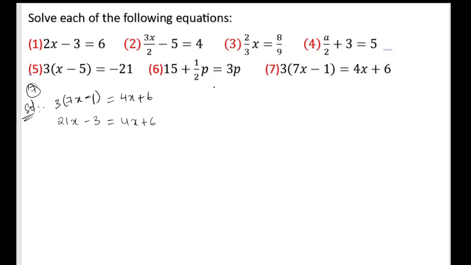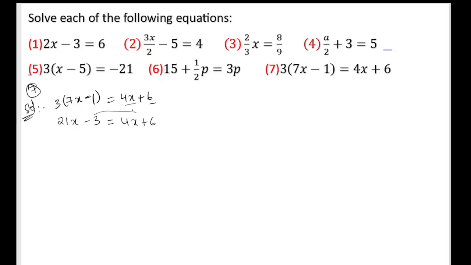In the previous problem, the fifth problem, you have seen that we haven't opened the bracket, but here the need to open the bracket is because on the RHS we have the variable and the constant, which means two terms are there, so that's why we need to open the brackets.